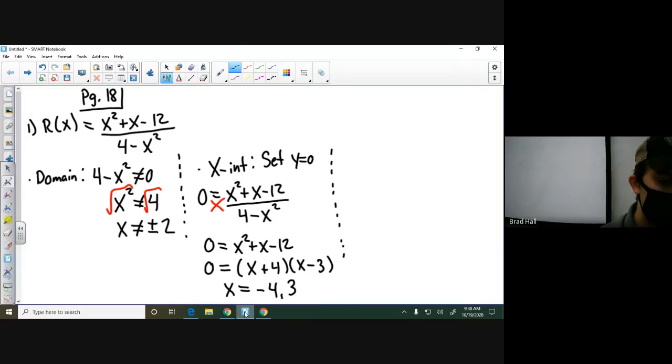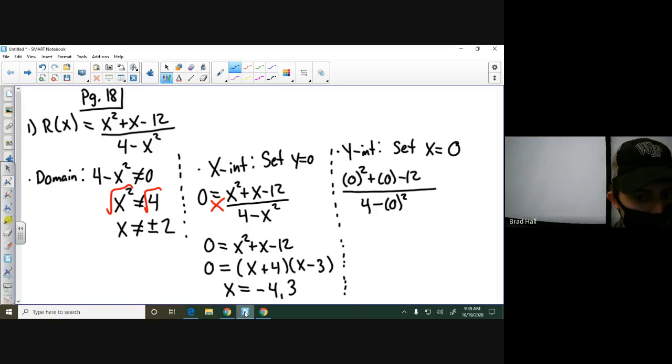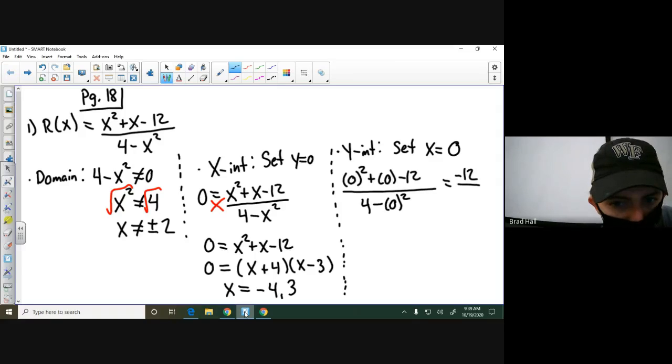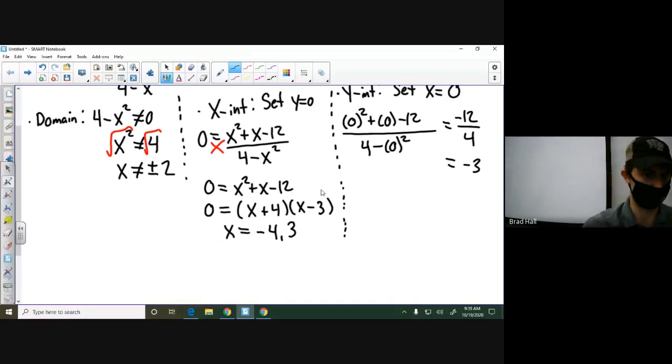Okay, so from here, we can go ahead and find the y-intercept, where we set x equal to 0. So when we set x equal to 0, this one's generally the easier one. Just simply set all the x's equal to 0. So we then get negative 12 divided by 4, which is simply negative 3. So that is the domain, the x-intercept, and the y-intercept. So from here, we can go ahead and proceed with the asymptotes.